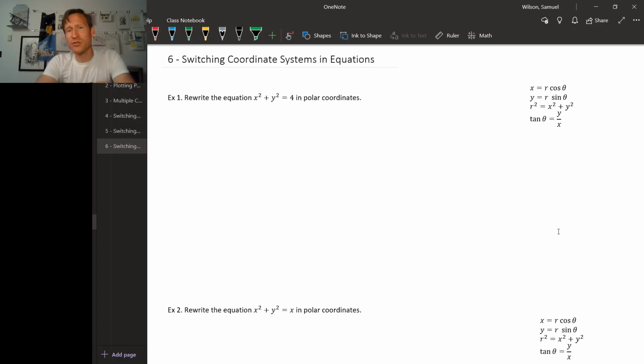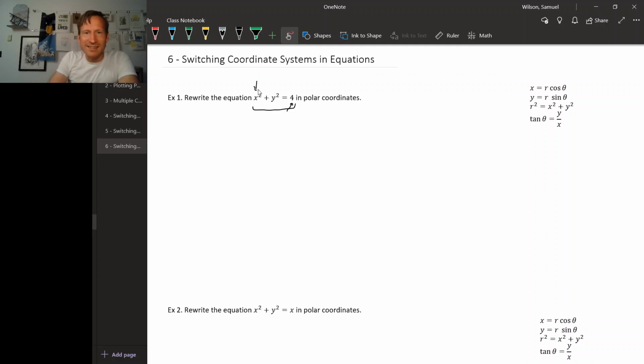So we can switch points from polar coordinates to rectangular coordinates and rectangular coordinates to polar coordinates, but the coordinates of points aren't the only thing that depend on the coordinate system that you've chosen. Equations actually also depend on the coordinate system you've chosen. So for example, here's an equation, right? We know what this is. So 4 is the square of the radius for the circle. So this is a circle with radius 2.